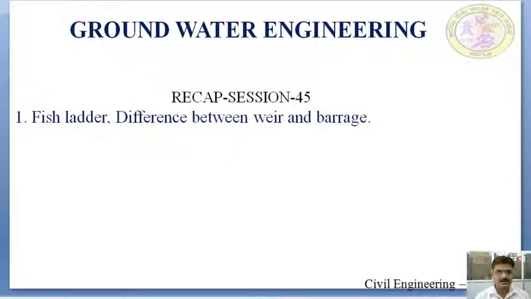Before starting this session, we have a recap of session 45, where the fish ladder and the differences between weir and barrage were discussed briefly. Coming to the fish ladder: it is provided just by the side of the divide wall for the free movement of the fishes. Fishes move from upstream to downstream during winter and from downstream to upstream during monsoon. The fish ladder is essential for the movement of the fishes.